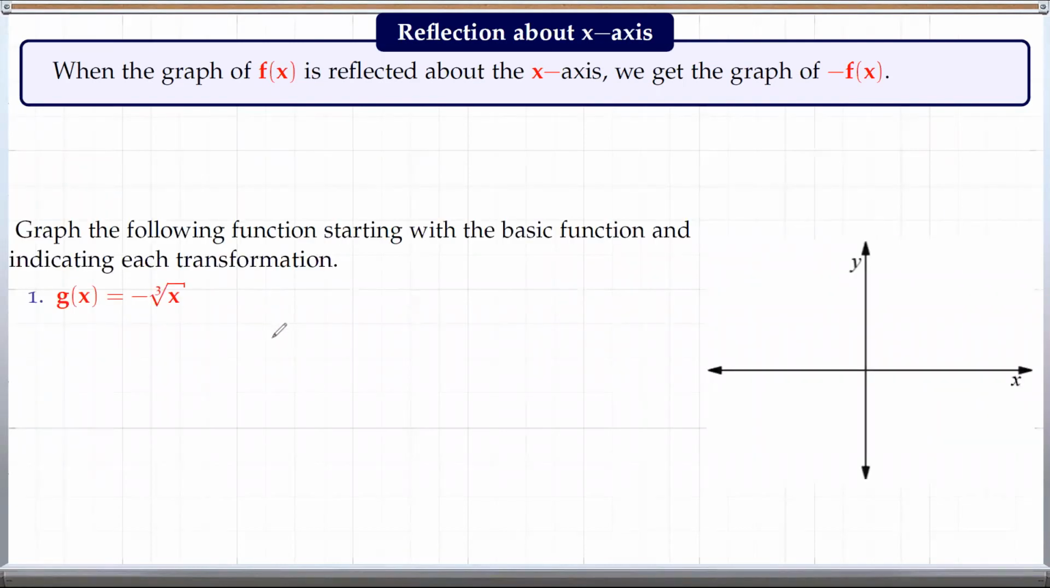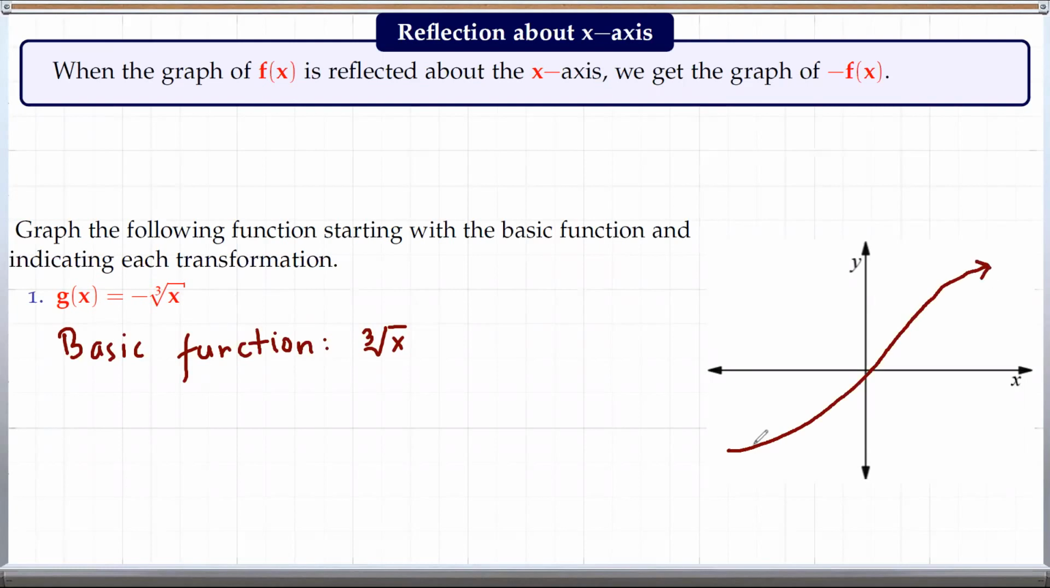Here we have an example. We want to graph the function negative cubic root of x. So the first step is to identify the basic function. The basic function is simply the cubic root of x that has a graph like this one. So the graph of cubic root of x looks like this.